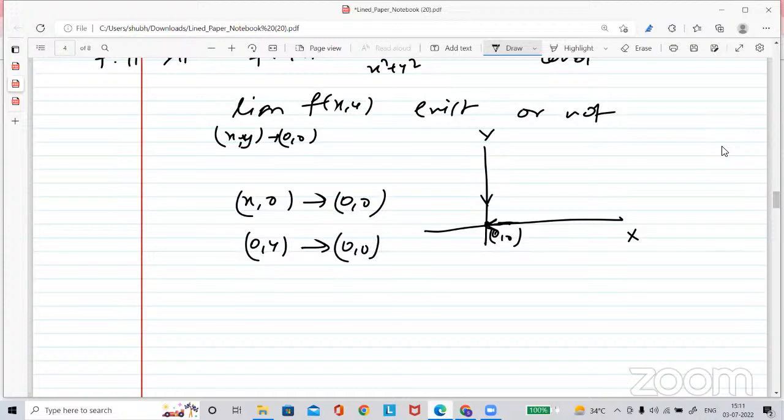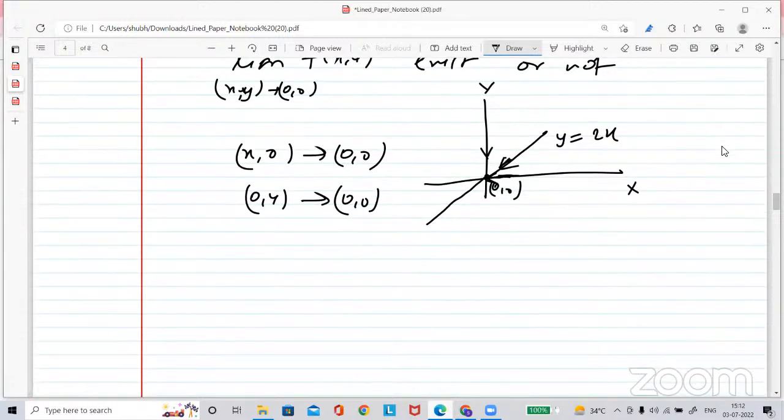Suppose I have been given a line equation, y is equal to, let's say, 2x. This line also passes through the origin, so I am approaching 0 according to this line. How will it look? y is equal to 2x, so x and y we can write as (x, 2x). We are approaching (0, 0) according to this line.